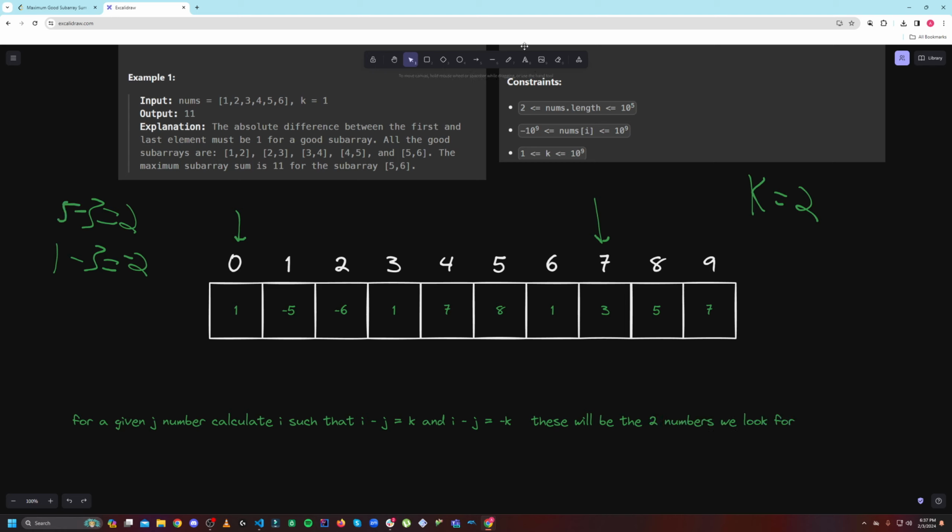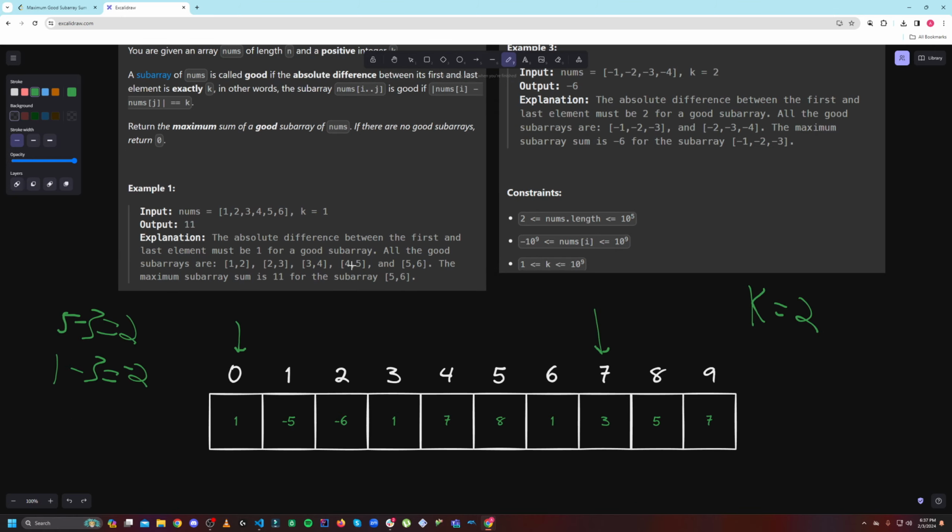And if they both exist, like let's say here we're looking for a 3 and a 5, if they both exist, we can say, okay, where's the 1? Where's the 5? Let's get both of those subarrays, and whichever one's bigger is going to be our answer.